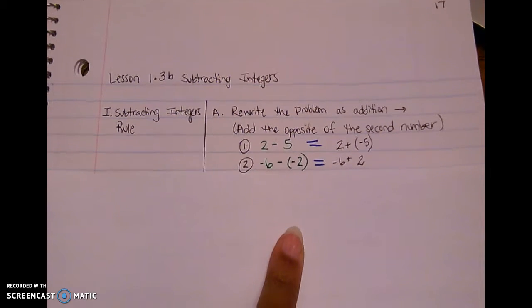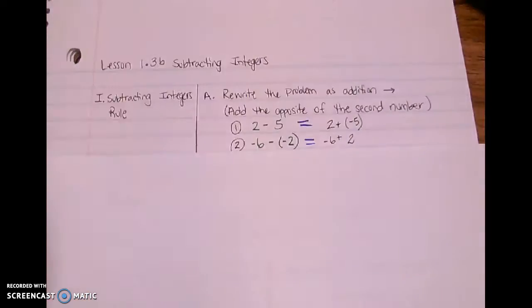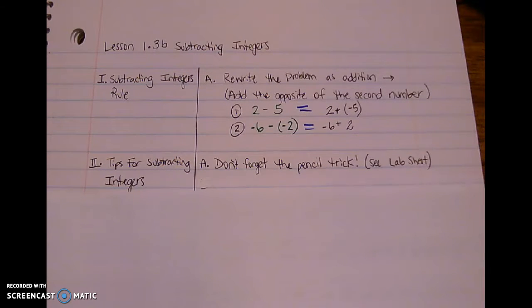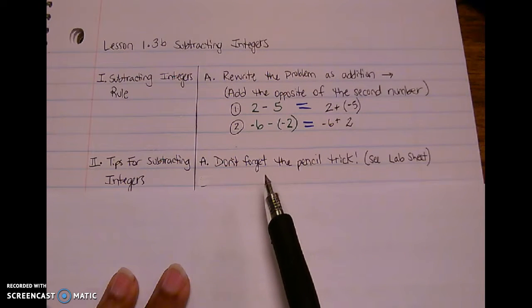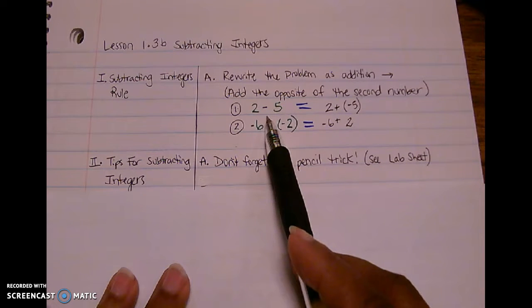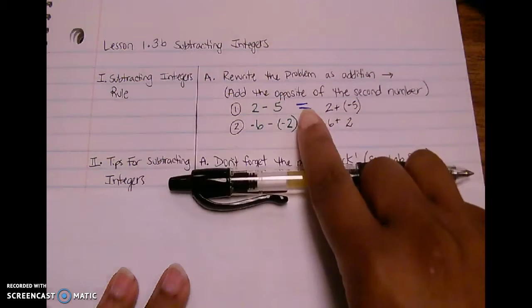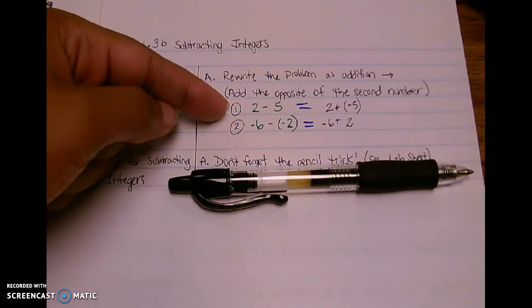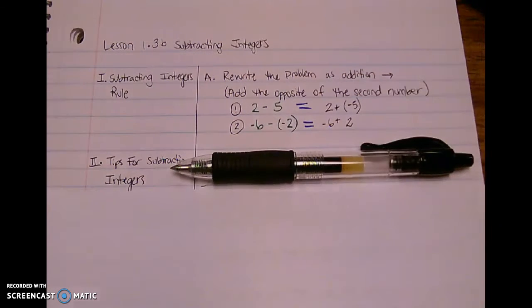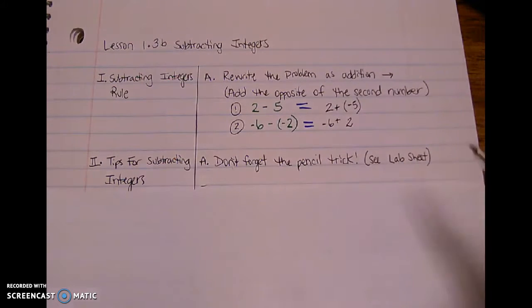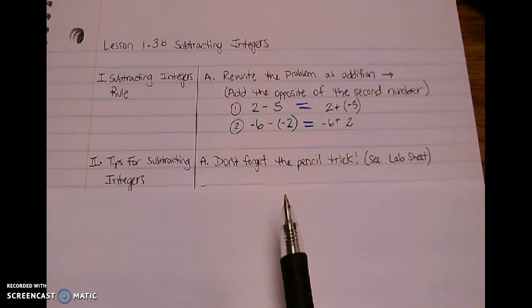Before we get into what to do next, I do want to give you some tips. So, skip a line, and we're going to write down some tips for subtracting integers. The first tip is don't forget the pencil trick when you're solving, okay? Remember, when we solved in the lab, we were determining whether the answer would be increasing or decreasing. So if we always start our pencil facing the right, for our first problem, 2 minus 5, I see a negative sign, so I'm going to reverse. That means that my answer is going to be on the decreasing end, okay? So don't forget the pencil trick, and if you forget, just make sure you see the lab sheet.